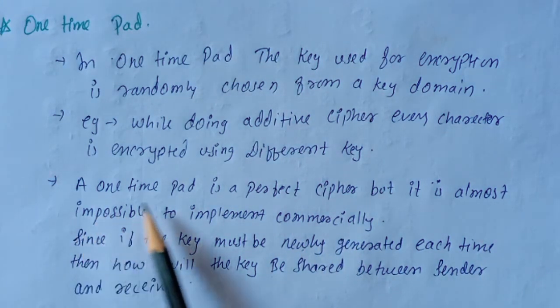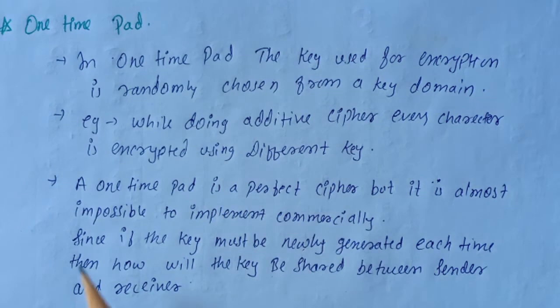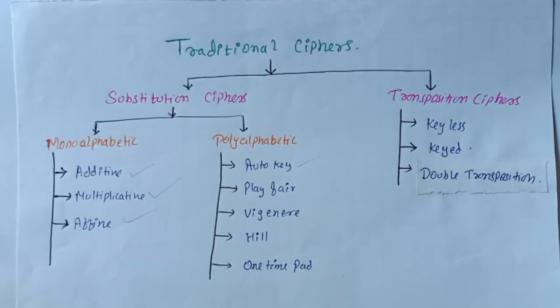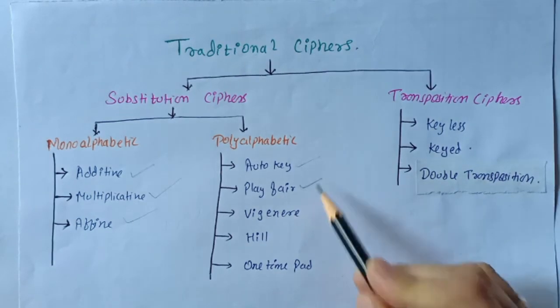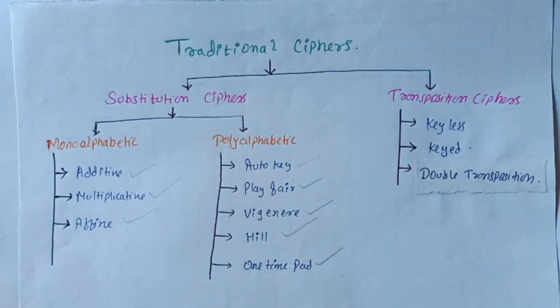A one-time pad is a perfect cipher, but it is almost impossible to implement commercially, since the key must be newly generated each time, so how will the key be shared between sender and receiver? For this reason one-time pad is very difficult to implement. So with this we have completed the remaining 4 types of polyalphabetic cipher.